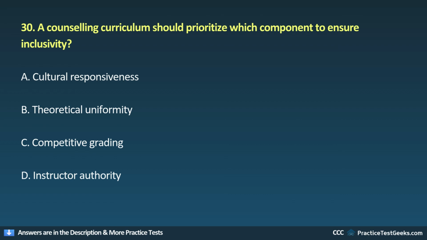30. A counseling curriculum should prioritize which component to ensure inclusivity? A. Cultural responsiveness. B. Theoretical uniformity. C. Competitive grading. D. Instructor authority.